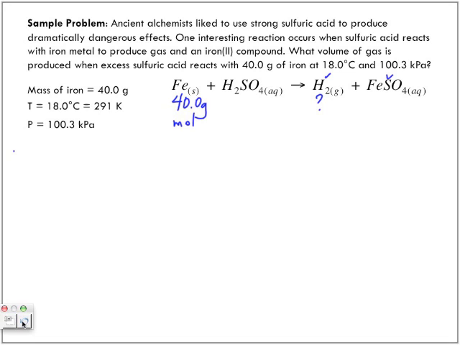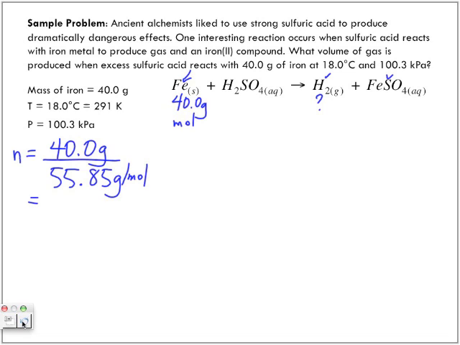And so what we do is, well, we know the number of moles of iron is equal to the mass divided by the actual molar mass of Fe, right? So you want to find the molar mass of Fe. And the molar mass of Fe is 55.85 grams per mole. So divide those and we get 0.7162 moles. Okay, so that is the number of moles of iron, Fe, 0.7162. So we're comparing iron and we're comparing the hydrogen gas.